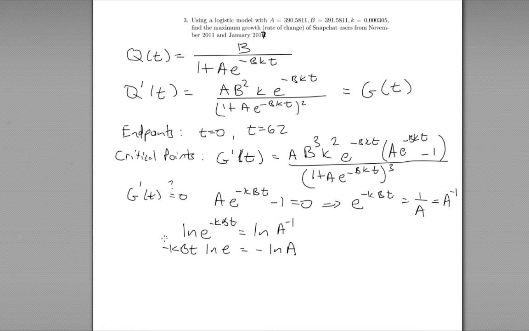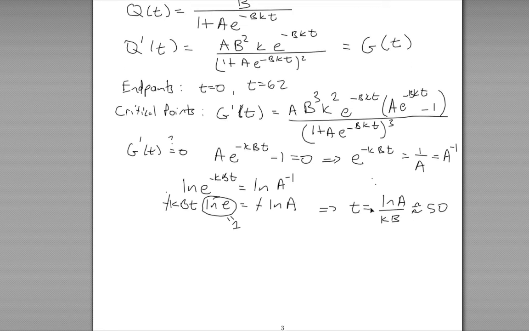Now the negatives cancel, so these two things go away. And ln e, of course, is just 1. So if I want to solve for t, I just divide ln a by kb. And what I end up with is that t is equal to ln a divided by kb. And I actually have these numbers. I know what k, b, and a are. So if I plug all of that in, what I end up with is that t is approximately 50. So this would say there's a critical point at around the 50th month.